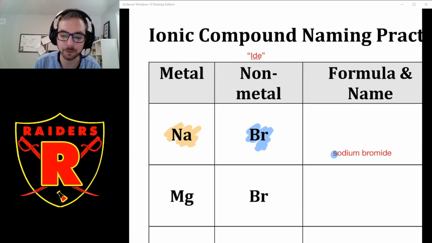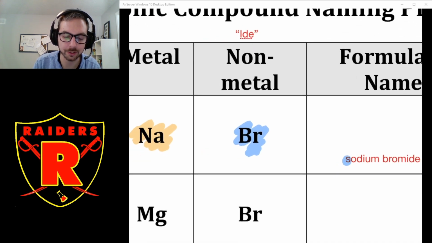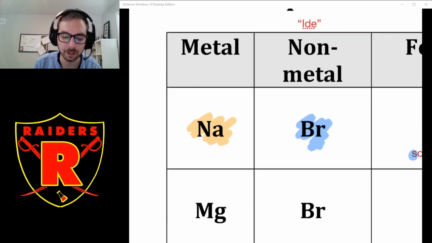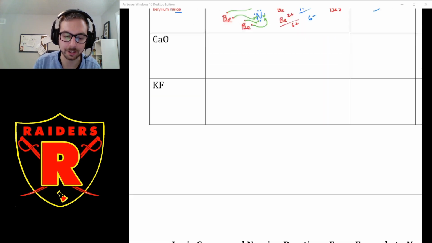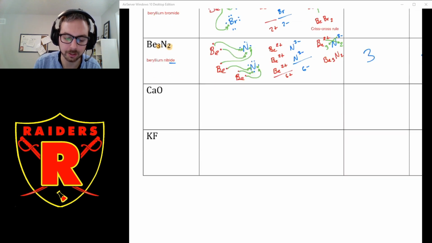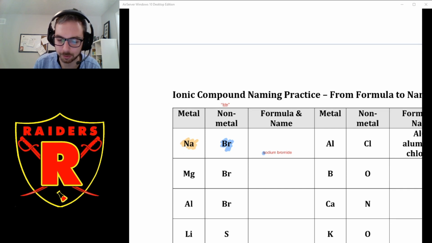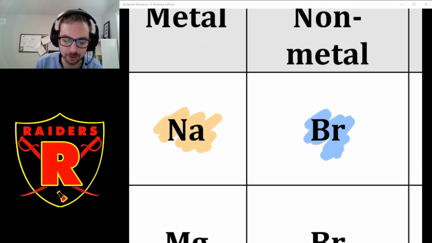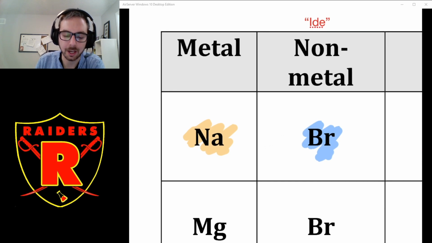Now, if we want to figure out the formula, that is how to write sodium bromide, it's not necessarily going to be just one sodium and one bromine. You could go back and write out the Lewis dot diagram or the electron dot diagram for sodium bromide, but that's time consuming. We don't want to do that, so we're going to do a shortcut. All we have to do here is write out the ions for each.